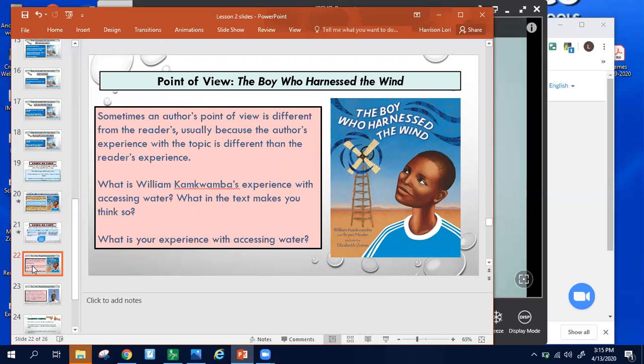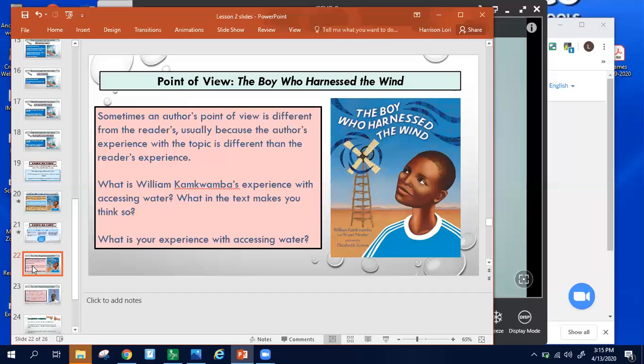Sometimes an author's point of view is different from the reader's, usually because the author's experience with the topic is different than the reader's experience. So we here in Conifer have a very different experience than William in Malawi. And so I'm going to ask you some questions and I really want you to think about them.